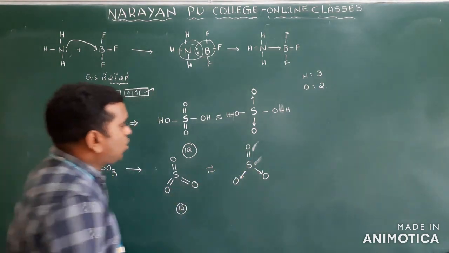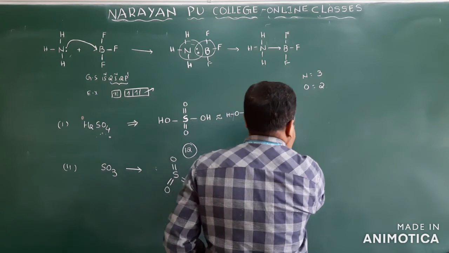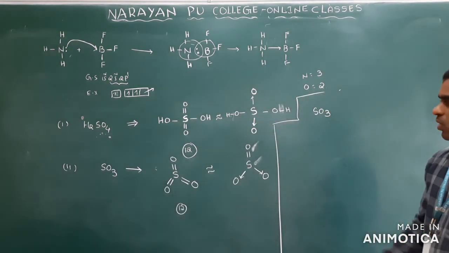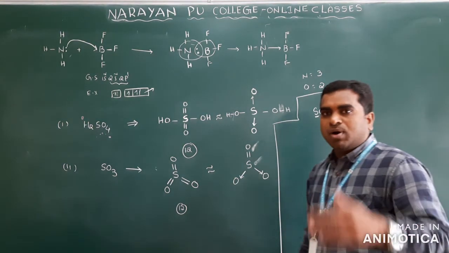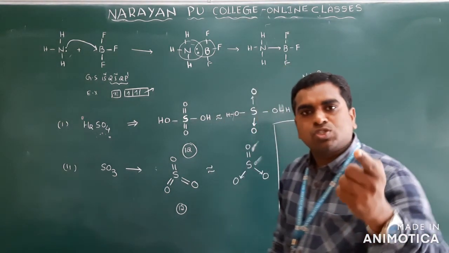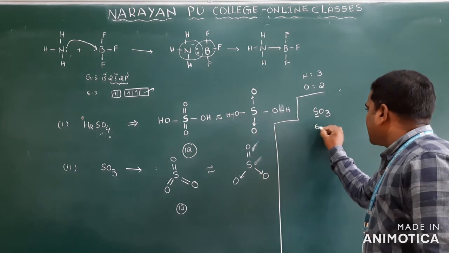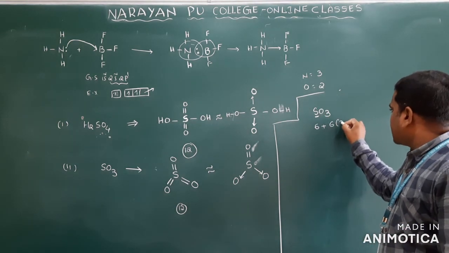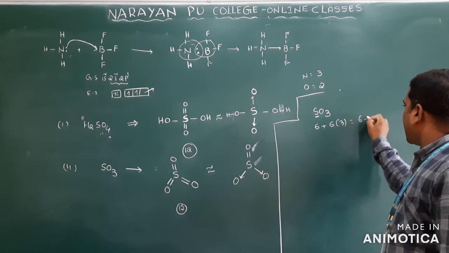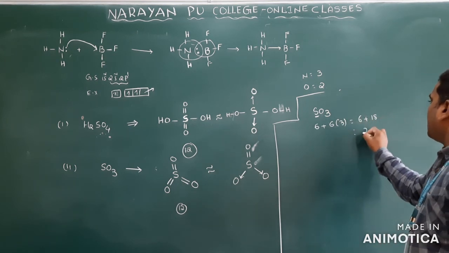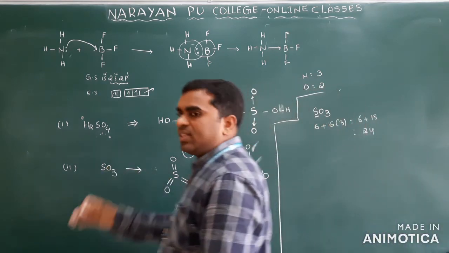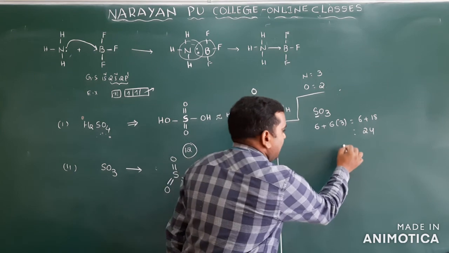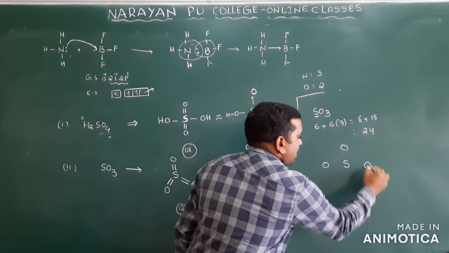Suppose I write the Lewis dot structure for the SO3 molecule. See how I can write here. Sulfur belongs to which group? 6th group. So I have to write 6 valence electrons, and the oxygen also 6 into 3. So 6 plus 18, how many electrons are there? 24. Write sulfur as the central atom. Clear? And here write the 3 oxygen atoms.